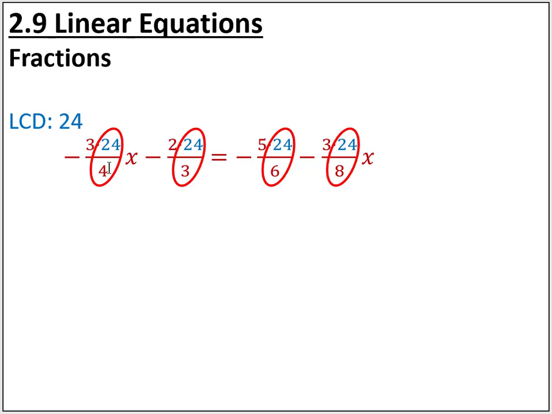There's a reason I did this. Let's take a look at 5, because that's the highest numerator. 5 times 24, when you multiply, you're going to end up with 120, which is a triple digit number.